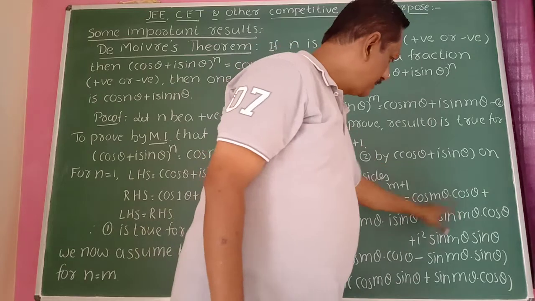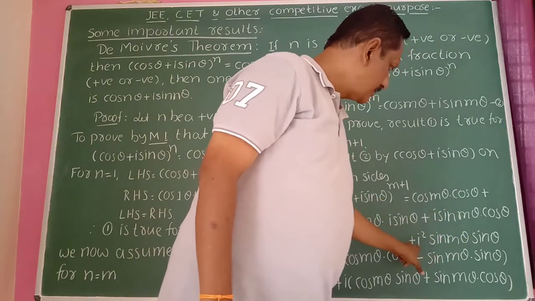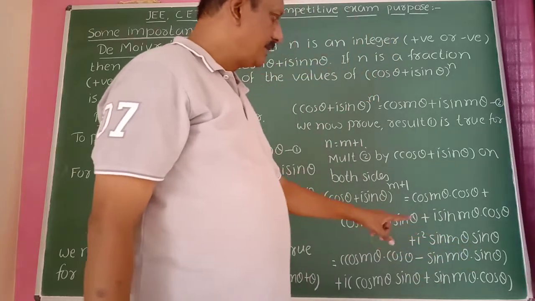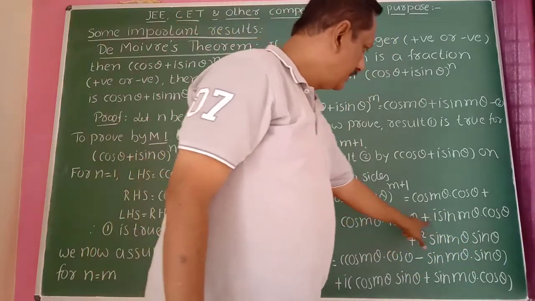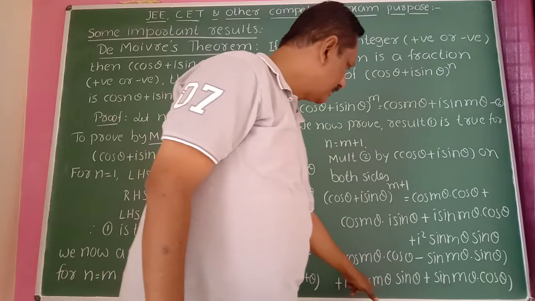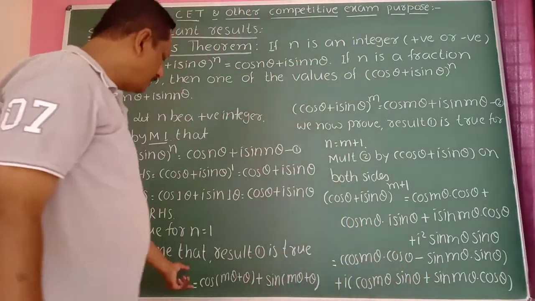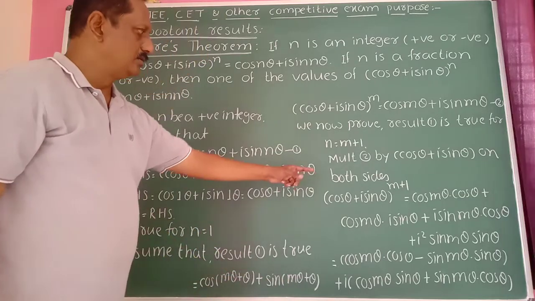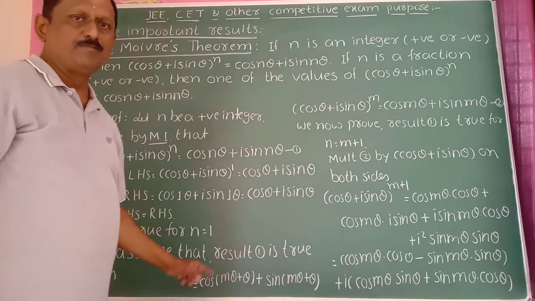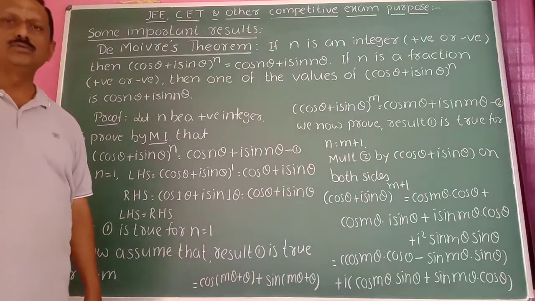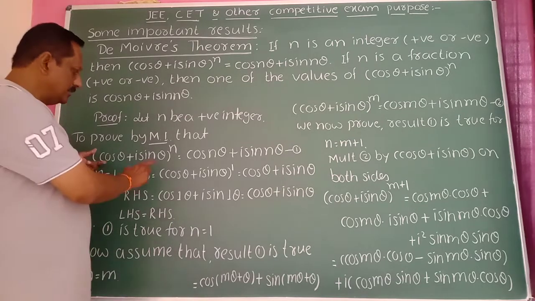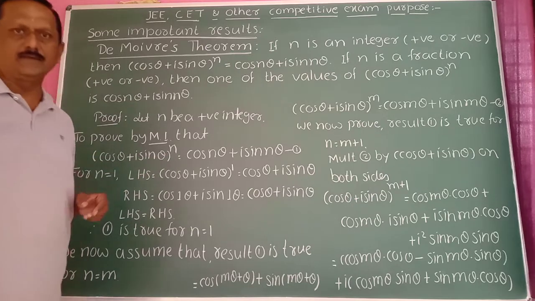Here this is a real part, and this is also a real part because i squared is minus 1. So minus sin m theta sin theta, and here is i. Here also i is the common factor. Then using the compound angle formula, we get this result. Here theta is common, here also theta is common. So LHS is equal to RHS. Therefore the result is true for n = m + 1 also. Therefore for all positive integral values, this is true.